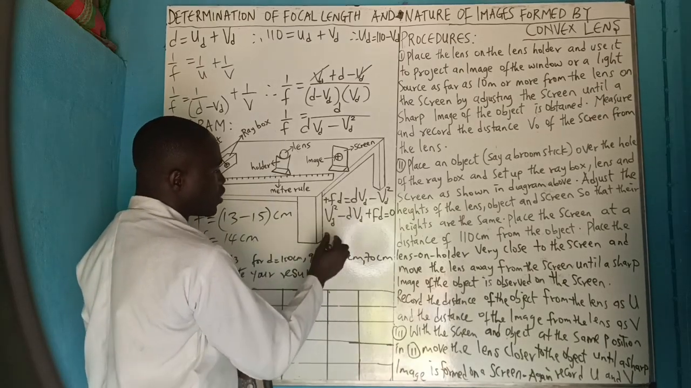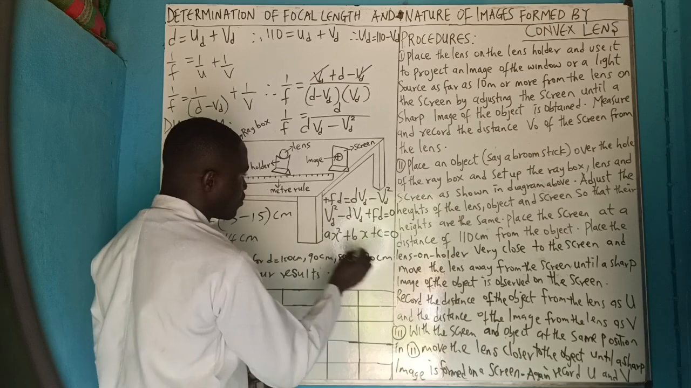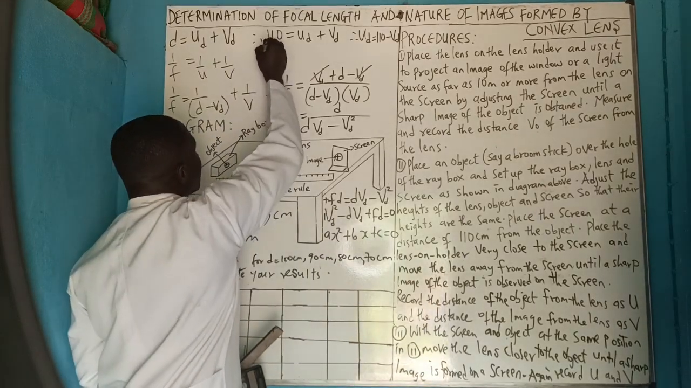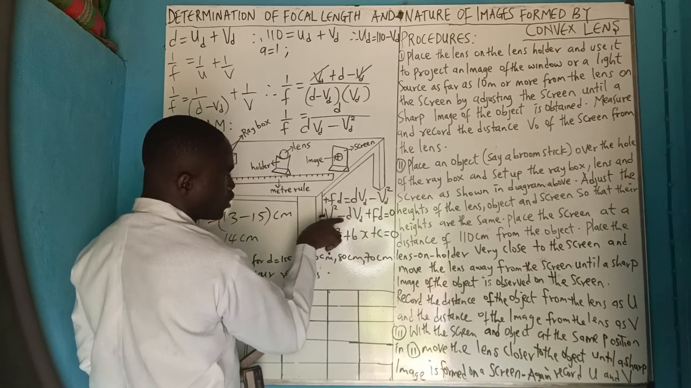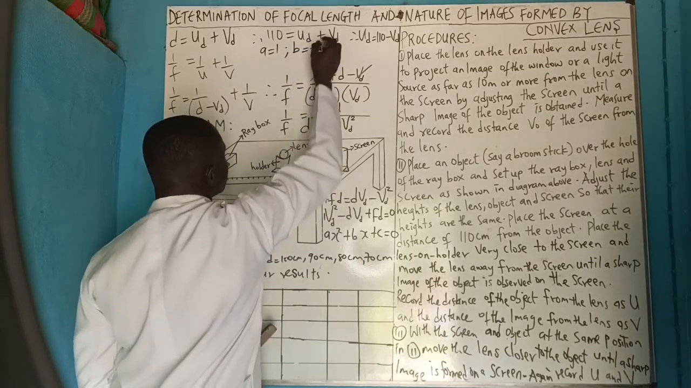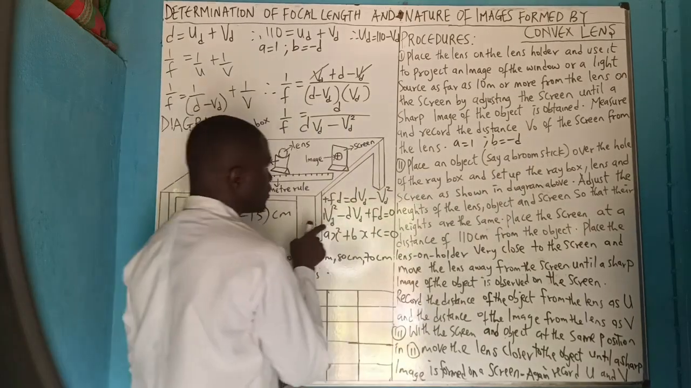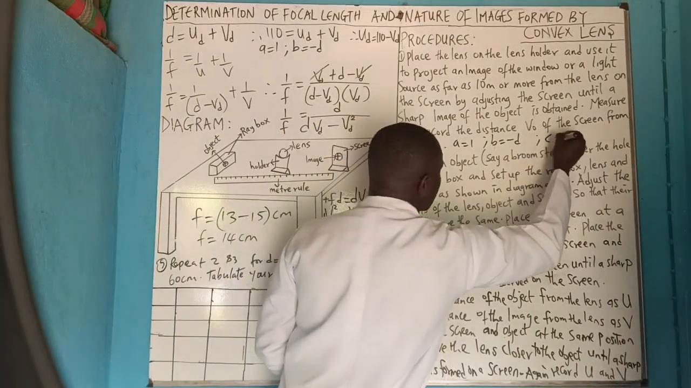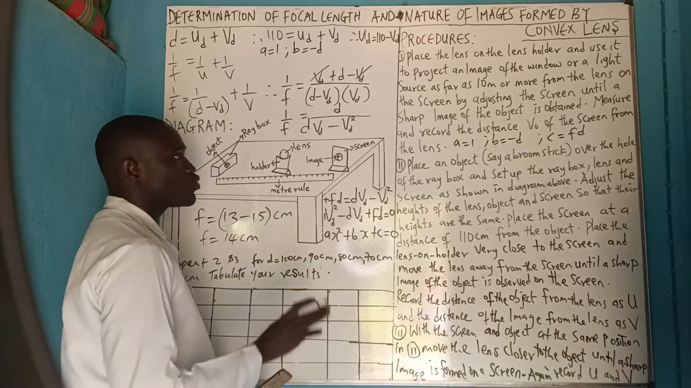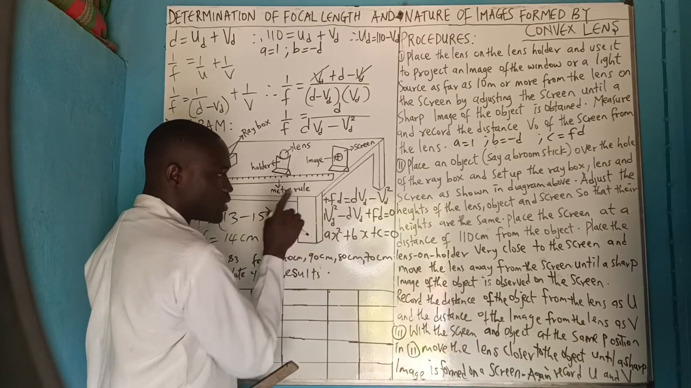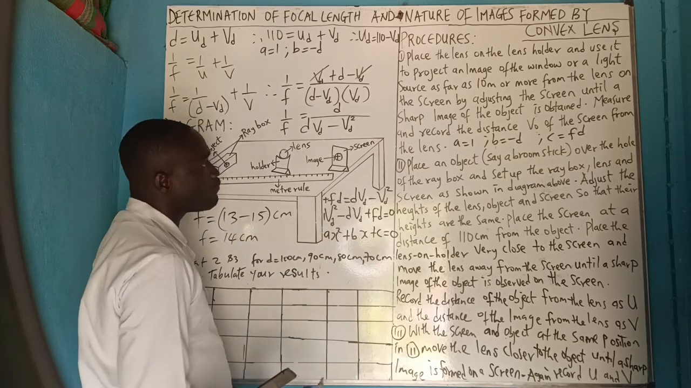Resolving this using quadratic equation, we have ax squared plus bx plus c equals 0. This is 1. That means our a equals 1. Our b equals minus d. And our c equals fd. You can see a is 1, b is minus d, c is fd. We have gotten what we are to use to solve. We are trying to make v the subject of formula, because this is like x squared. So we are trying to make v the subject of formula.